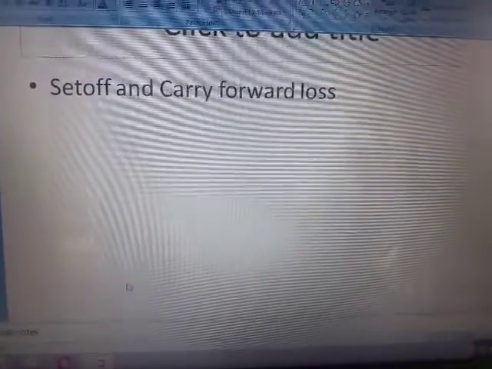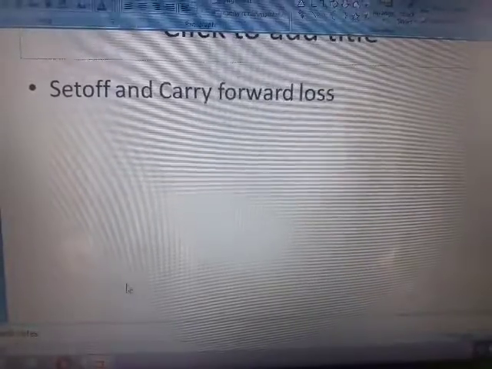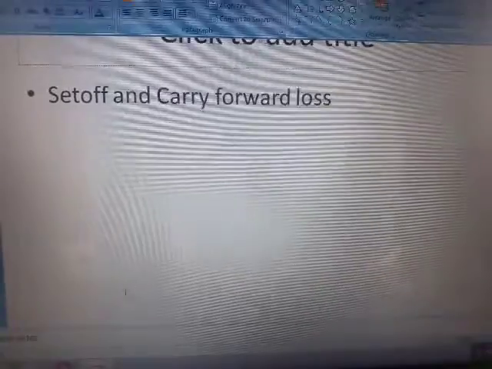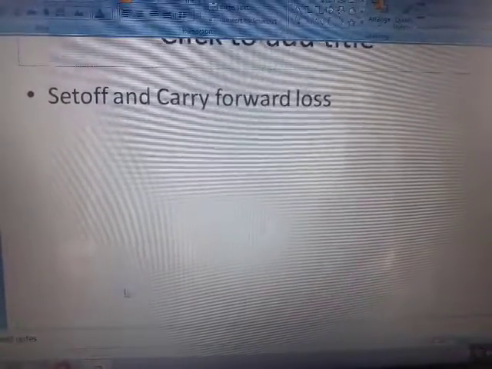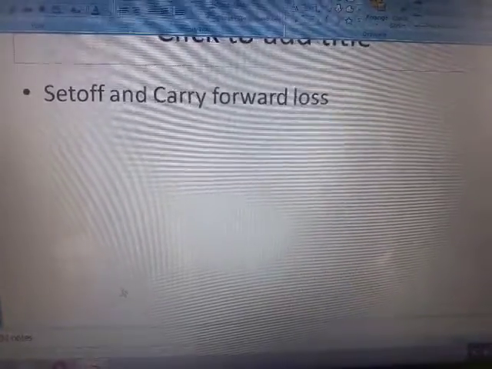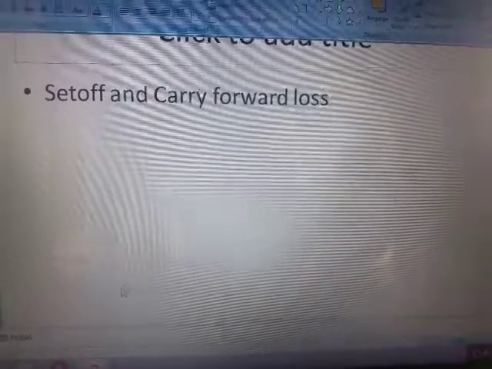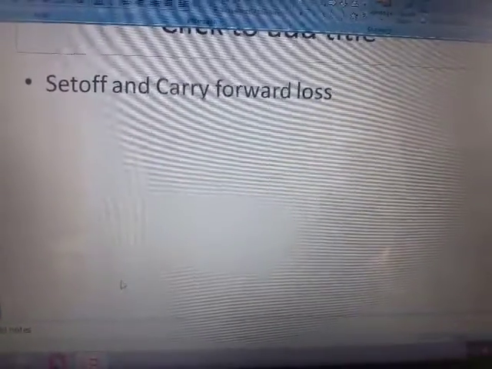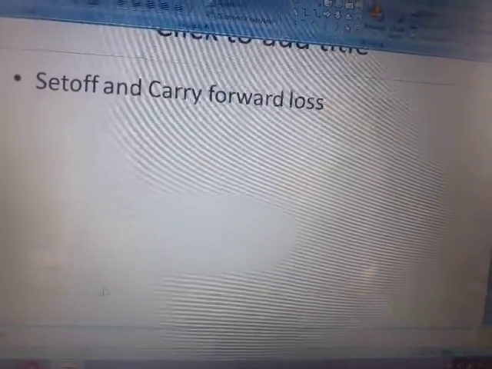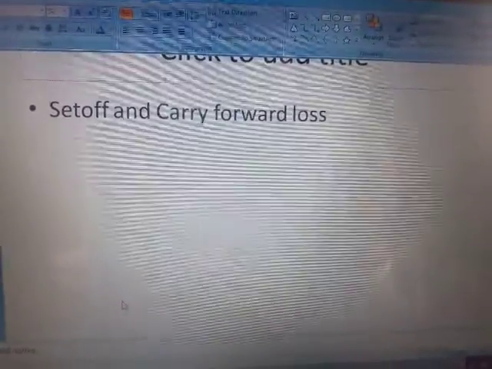So if you forward this loss to the coming year, then this type of adjustment is called set off and carry forward loss. It means that this loss you will adjust again in the coming year. If you are unable to settle this amount in the coming year also, then you will wait for the next coming year. So these types of settlements and adjustments are called set off and carry forward loss.